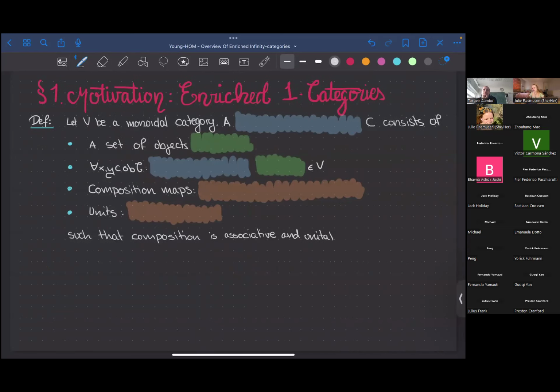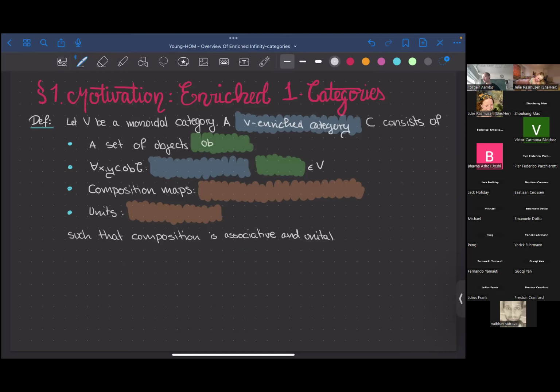First of all, let's try and understand what kind of structure it is that we want. If we start with just a one category, a monoidal category V, then a V-enriched category, let's call it C, consists first of all of a set of objects, call it ob C. And then for any pair of objects, we need a hom object, denoted C(X,Y), that needs to be in the category we're enriching in.